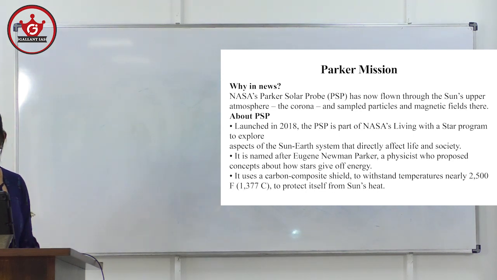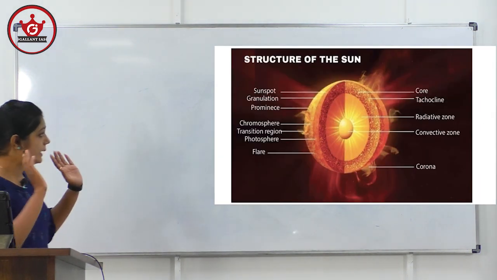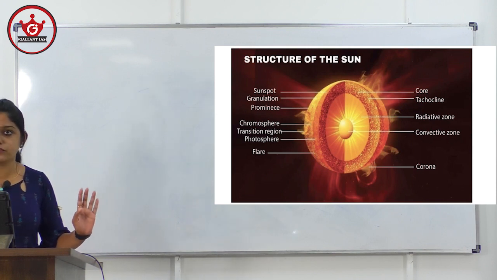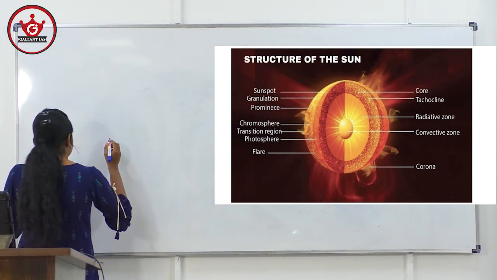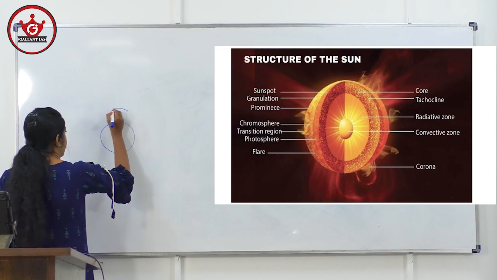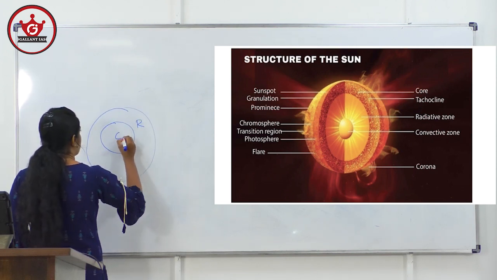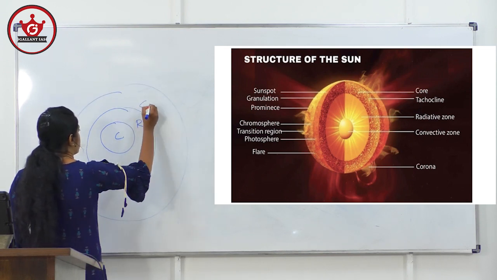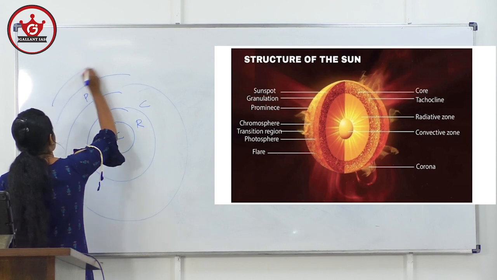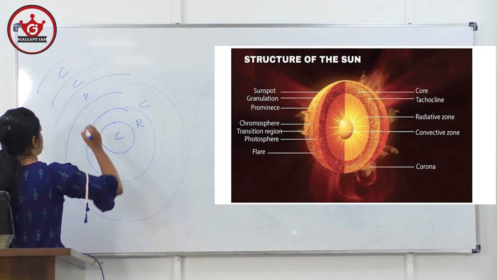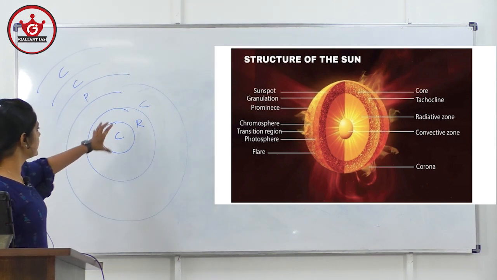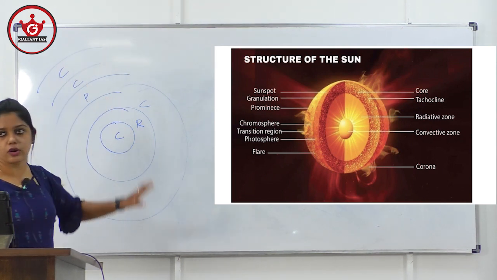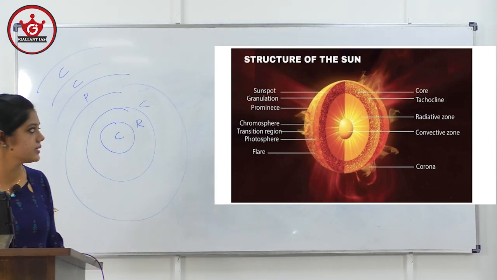So Parker Solar Probe is aimed at studying the corona, the solar layers. Consider the structure of the sun. Very, very important topic, a static topic of your science and technology. The sun has a very inner core. Then we have the radiative zone, convective zone, photosphere, chromosphere, corona. Very important. The order can be asked. I have given it in the picture: core, radiative zone, convective zone, photosphere, chromosphere, corona. Important. You can study it later. It is there in the picture.